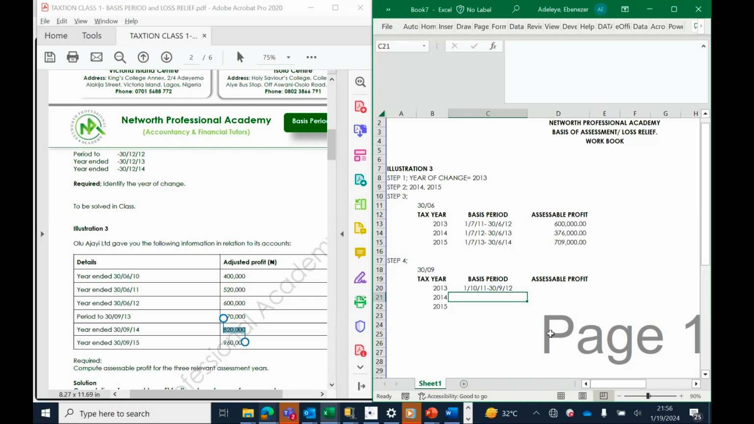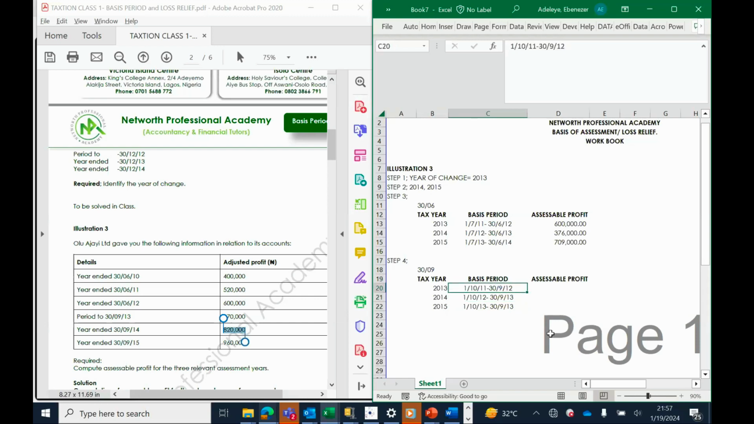So for the next business period, for 2014, it will be 1st of October, that is a year after the last one ended, 2012, to 30 September 2013. The last one will be 1st of October 2013 rather, to 30 September 2013.